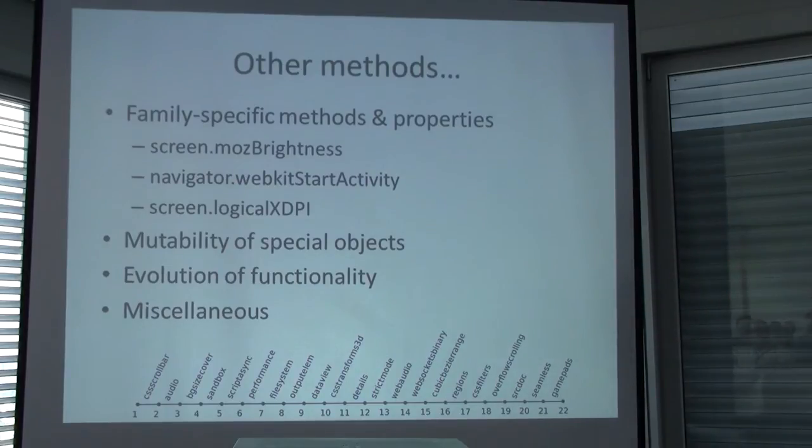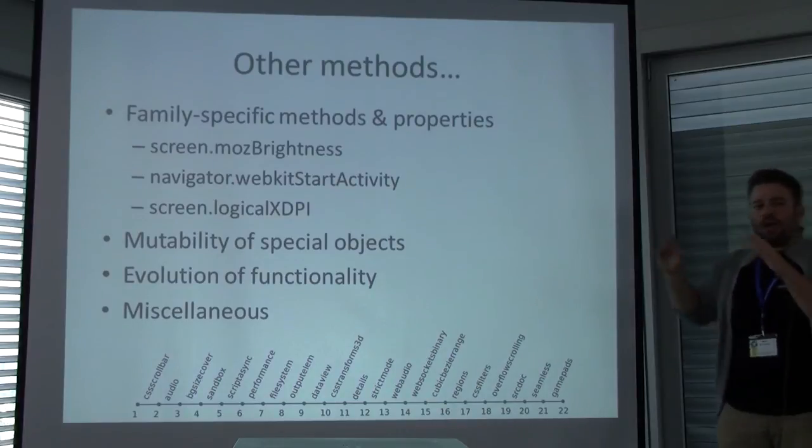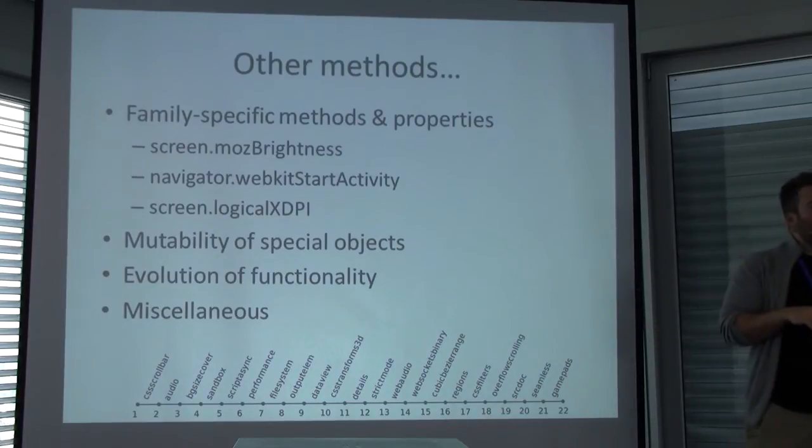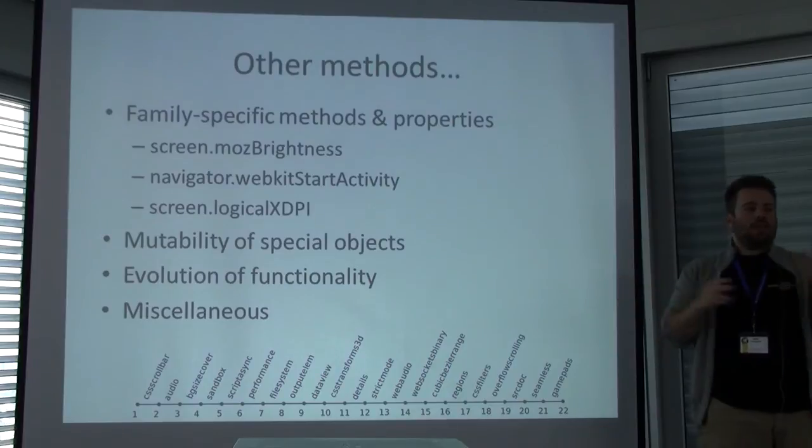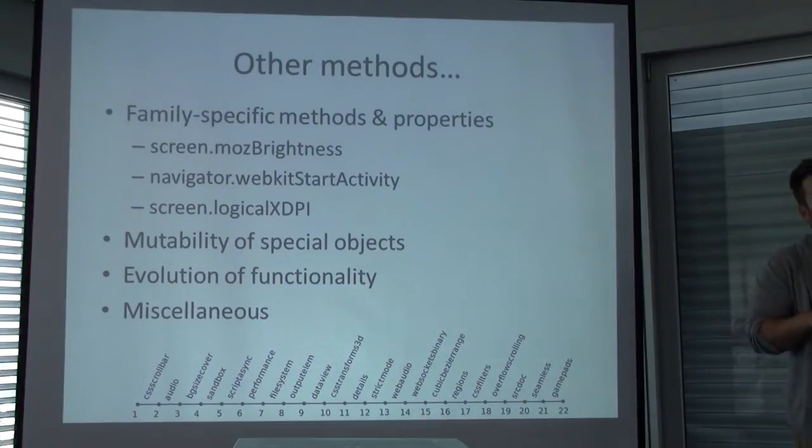Or I'm before 14, and you can use a lot of these to actually figure out exactly which version of browser you're currently running on. And then we found that the special objects, like navigator and screen, mutate in different ways. So if you're trying to add a property, some browsers will allow you to do it, some will not. Some will tell you that it succeeded, but it actually hasn't. Some will allow you to delete the property or change it, and so on.